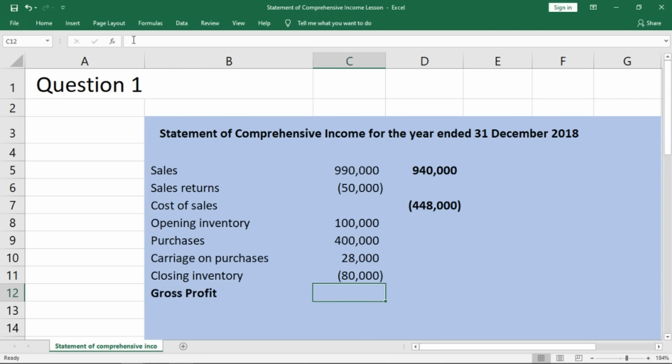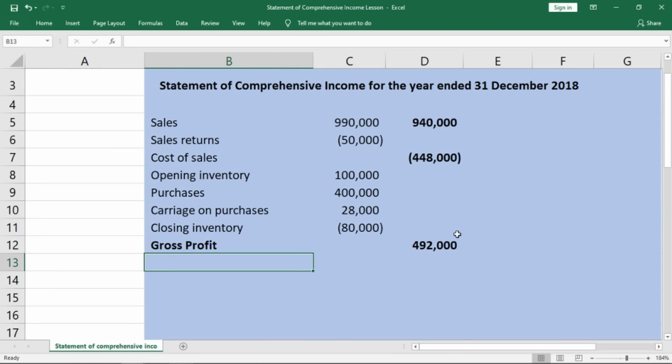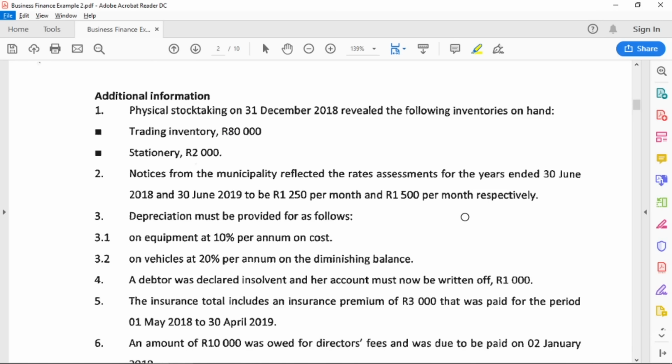Let me put that in bold, and then it's our sales minus our cost of sales. Remember, I'm using an Excel formula here, so if I put plus, it doesn't mean I'm adding it. It's because cost of sales is already a negative. So we have our gross profit of 492,000 rand. And then what is next? We do other income, and then we write down all the other income that we have here.